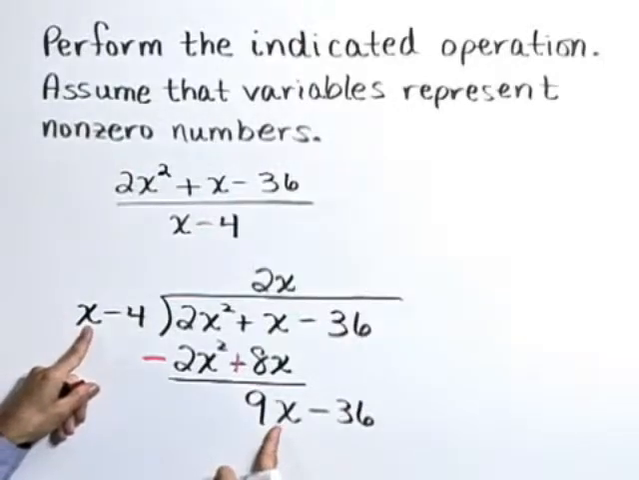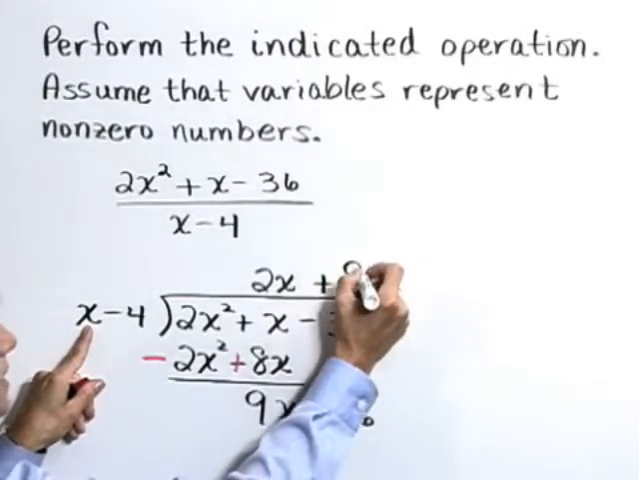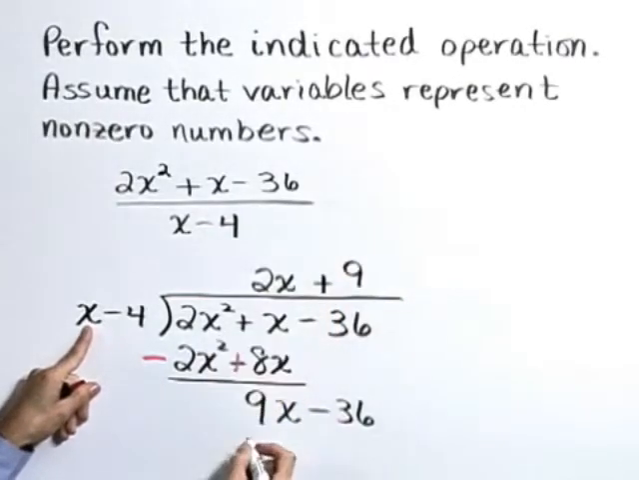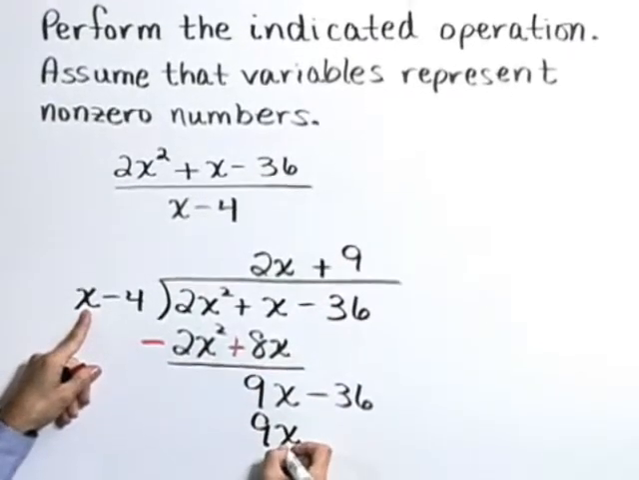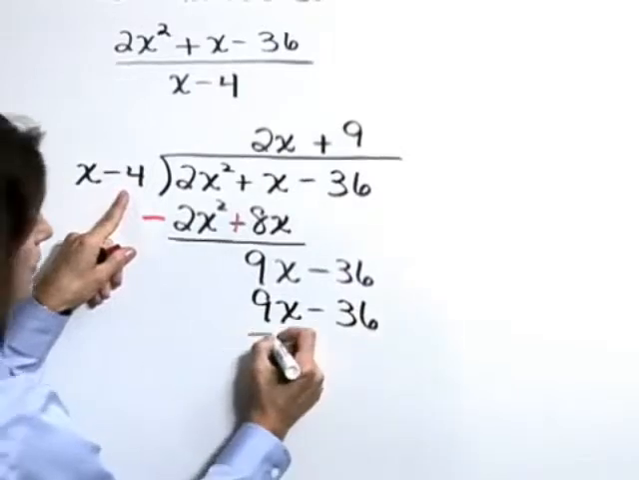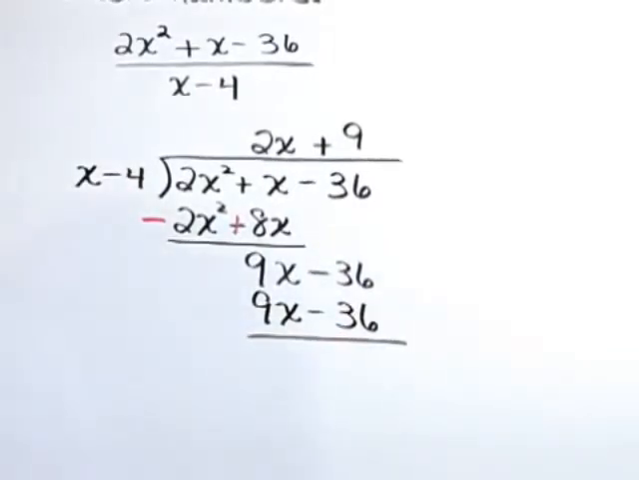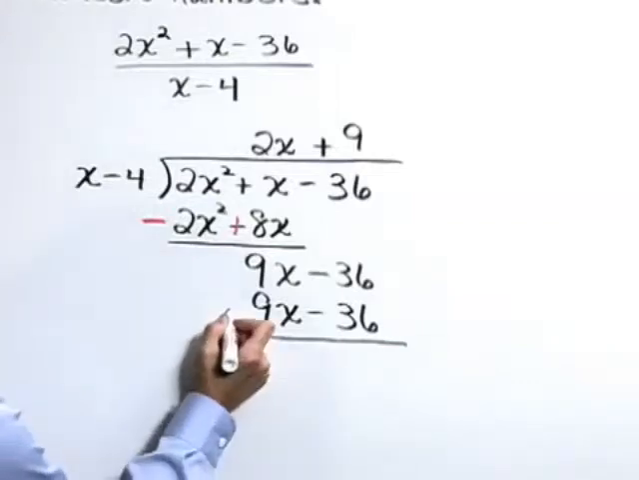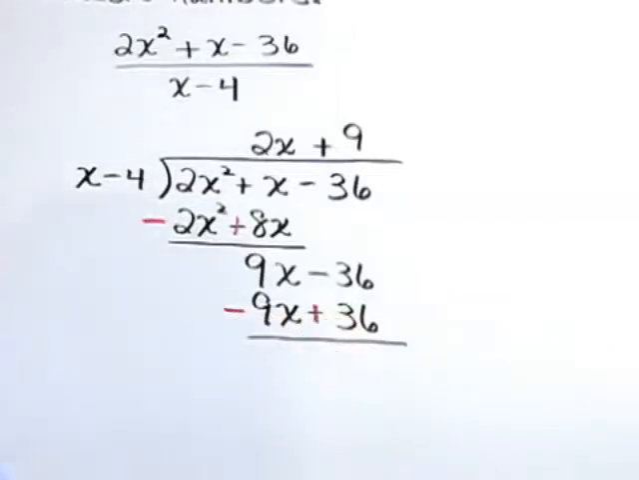x goes into 9x 9 times. Notice that this is our numbers only column now. Multiplying back, 9 times x is 9x. 9 times negative 4 is a negative 36. And let's subtract by adding the opposite, or you might think of that as changing signs and adding.